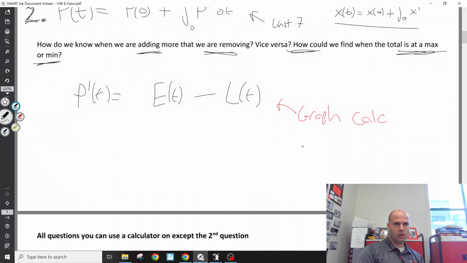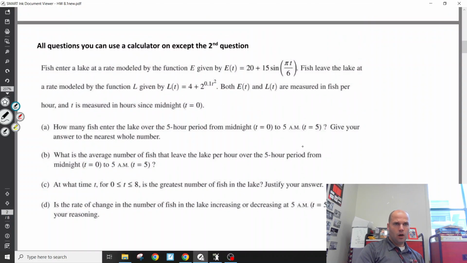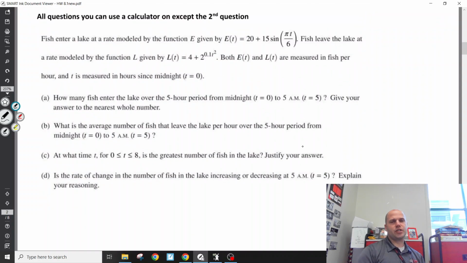Okay, cool. All right, every single question you can use a calculator except for the second question. I'll do the second question last, just so we can remember. It's good practice, but I'll tell you right now, on your test, all these rate problems I'm going to give you a calculator on, just so you're prepared for it.